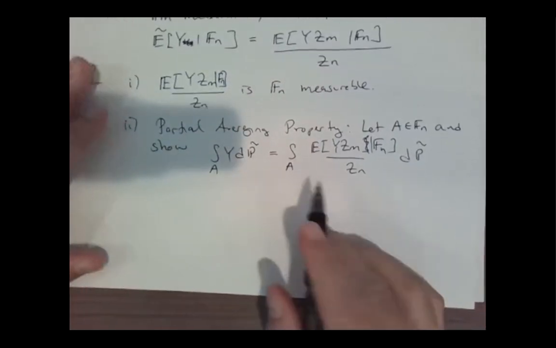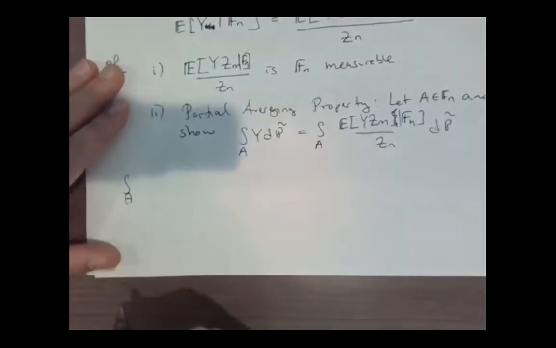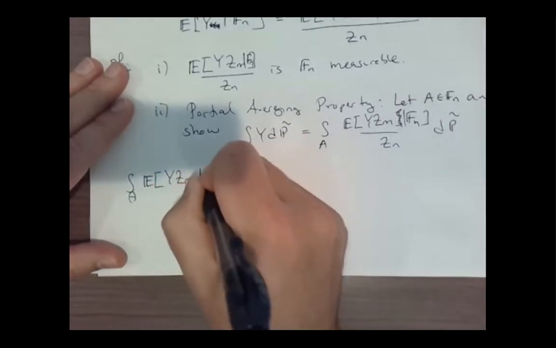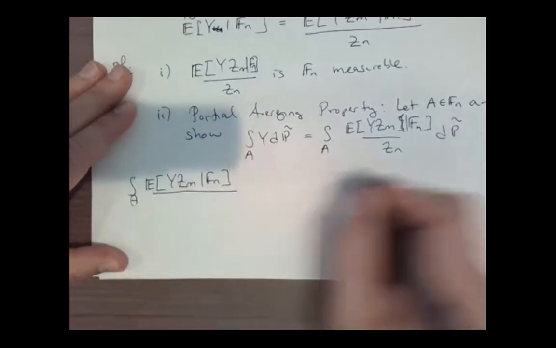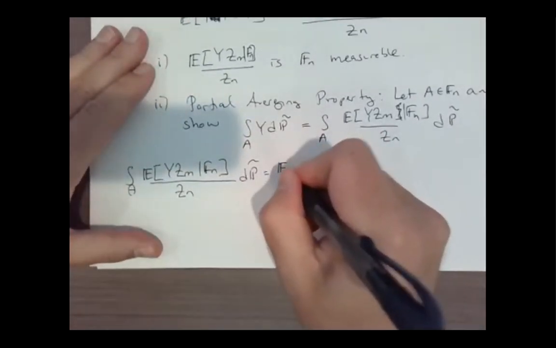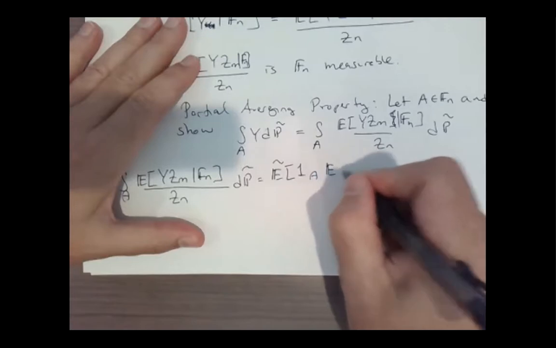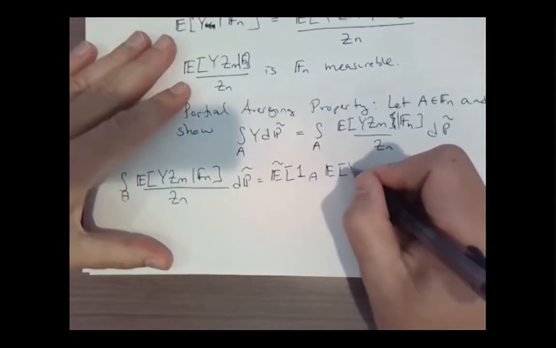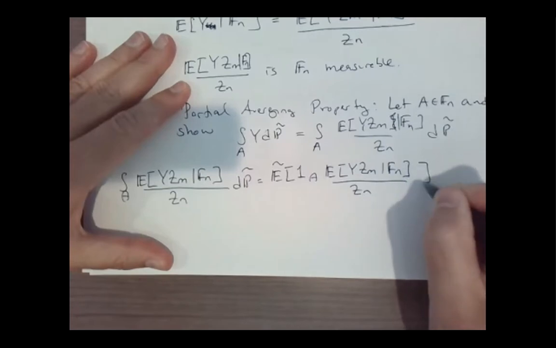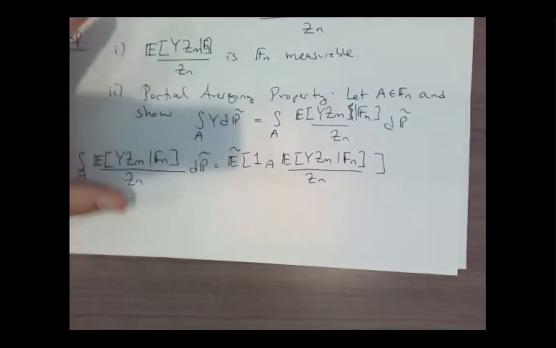Okay, so how are we going to do this? Let's work on the right-hand side and show that this is equal to the left-hand side. The integral over A of the right-hand side, the expectation of Y Zm given Fn divided by Zn with respect to P tilde, is equal to an expectation with an indicator for A times the expectation under P of Y Zm given Fn divided by Zn. I have to prove that this is the same thing as the expectation of Y over the set A with respect to P tilde.